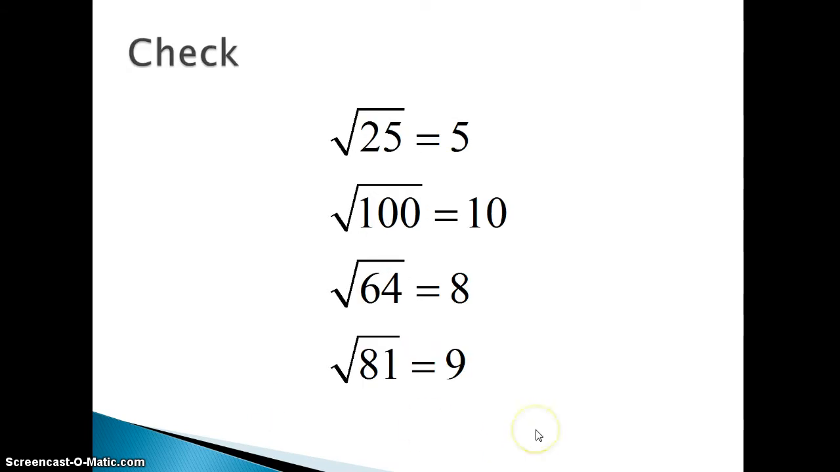Hopefully you got these all right. These are all perfect squares. So the square root of 25 is 5. 10 is the square root of 100. The square root of 64 is 8. And the square root of 81 is 9. So 9 times 9 is 81. 8 times 8 is 64. 10 times 10 is 100. 5 times 5 is 25.